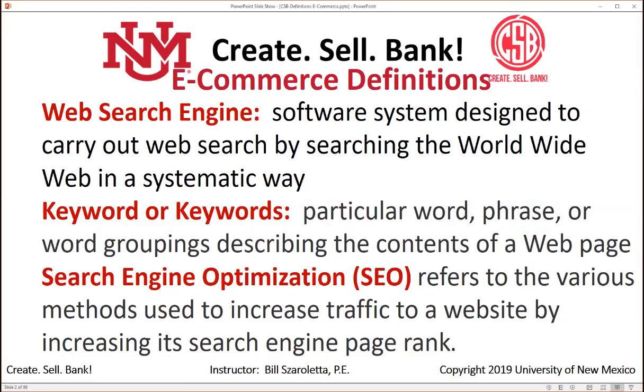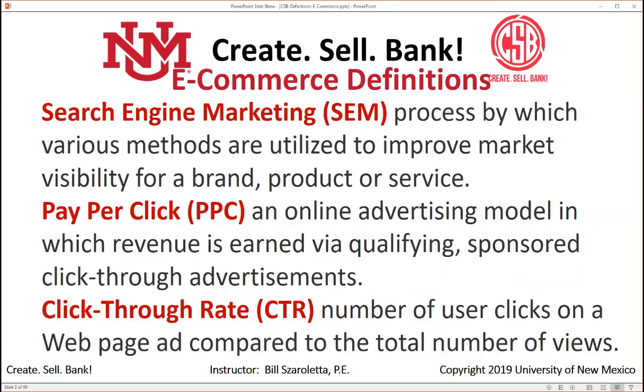Now, search engine optimization, abbreviated as SEO. It refers to the various methods used to increase traffic to a website by increasing its search engine page rank. And one of the ways to do that is through keywords. So search engine marketing is the process by which various methods are utilized to improve market visibility for a brand, product, or service. Again, more on that later. I just want to get the definitions to you.